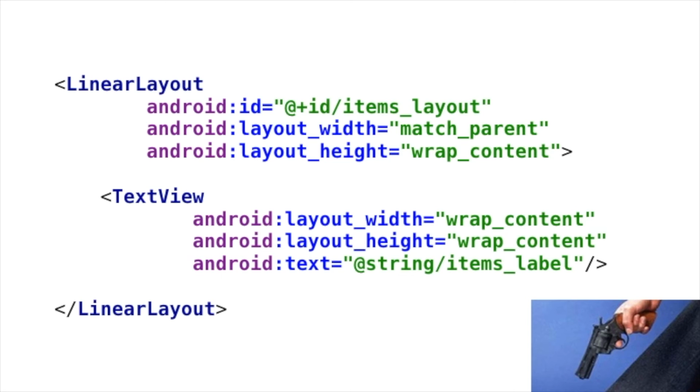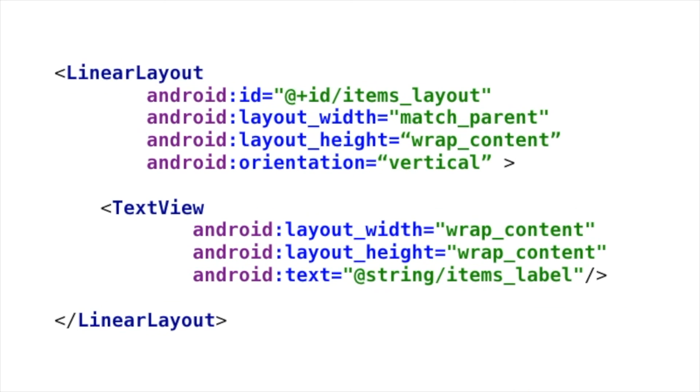One foot gun which is really easy to leave behind is not specifying the orientation of linear layout. So we have a simple linear layout. It has a label, and we intend to programmatically add more items vertically into this layout. But yeah, the default is horizontal, so we're gonna spend some time debugging. Of course, the fix is to add vertical. Nothing fancy here.